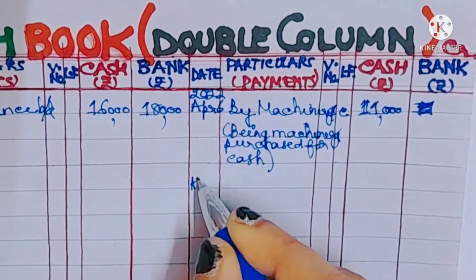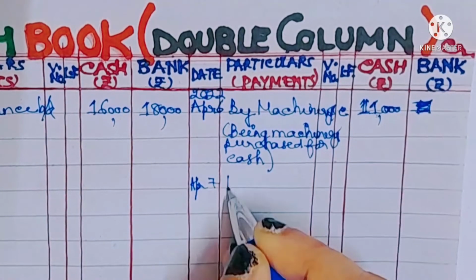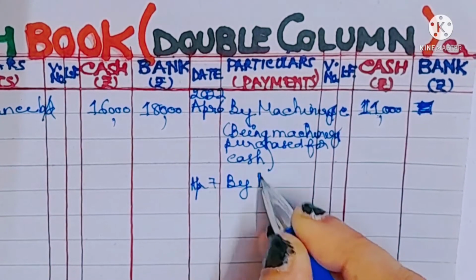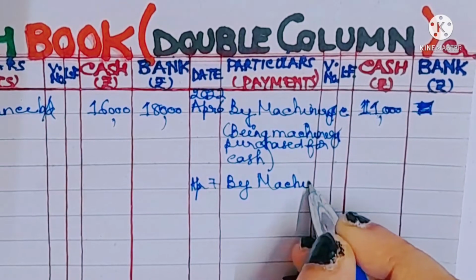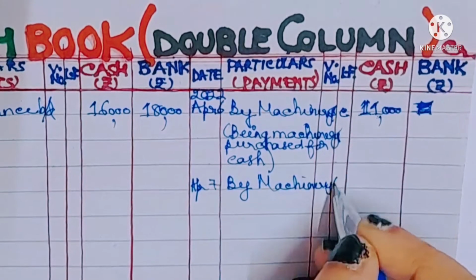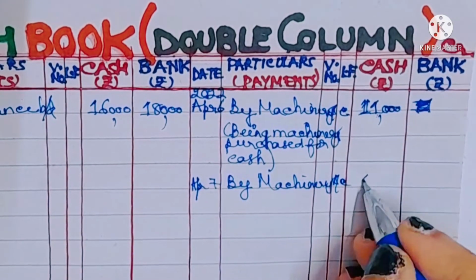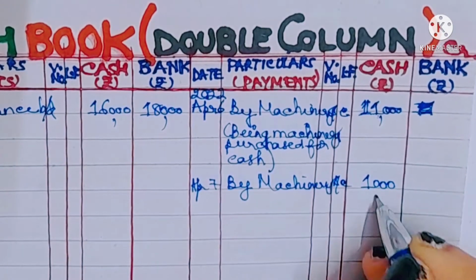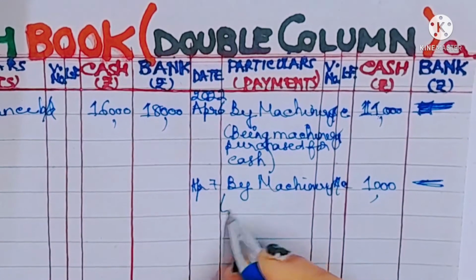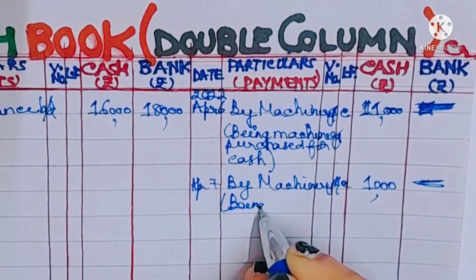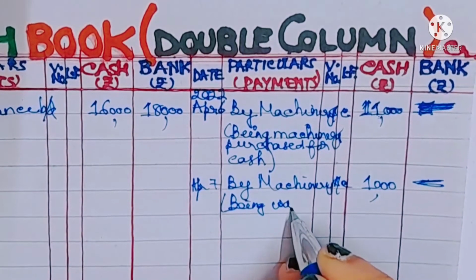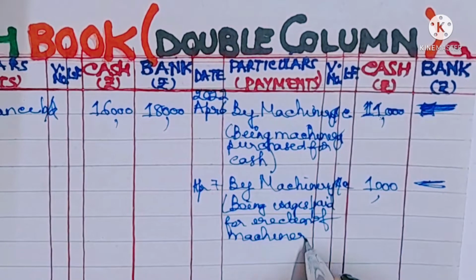On 7th April, by machinery account. How much? 1,000 in the cash column. Being wages paid for erection of machinery.